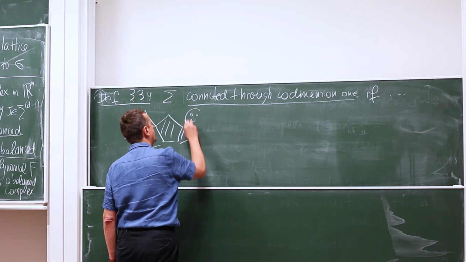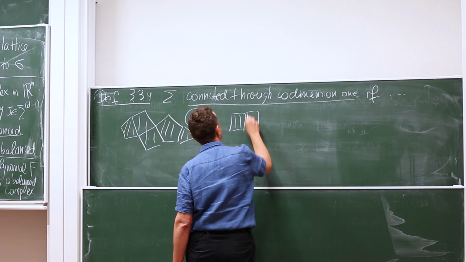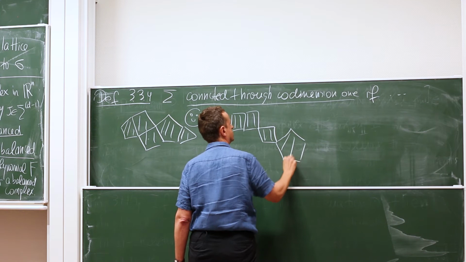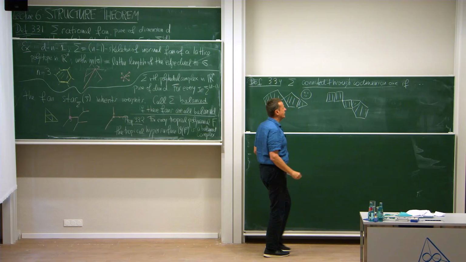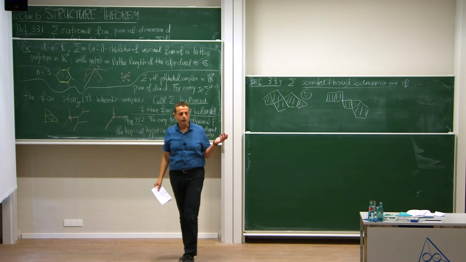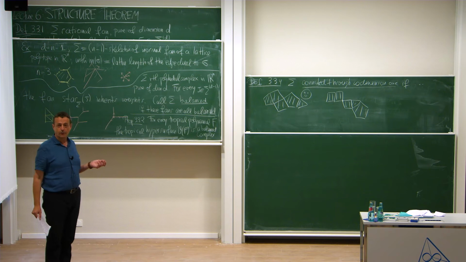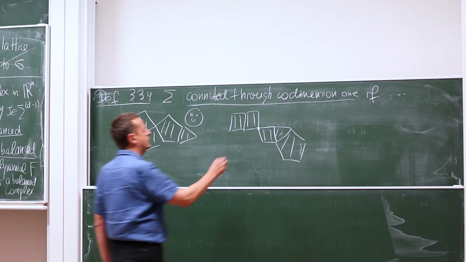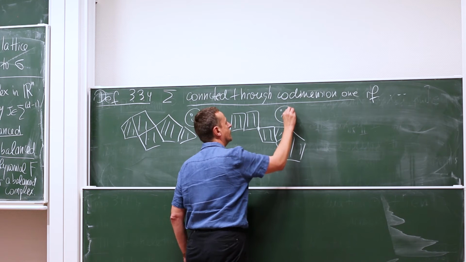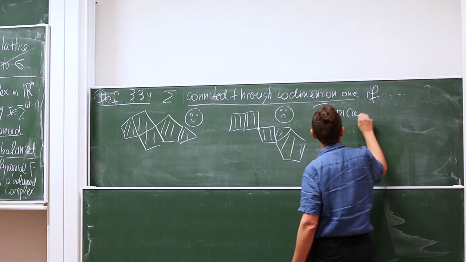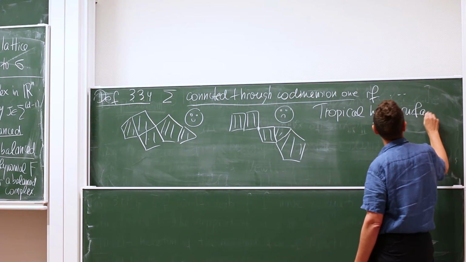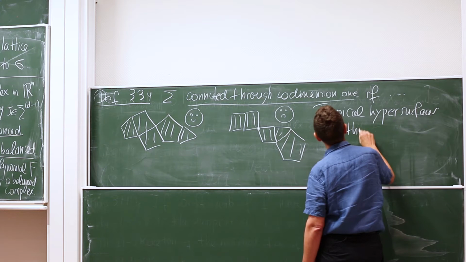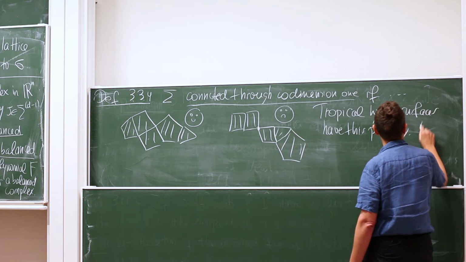But of course, if I start like this, and then I go maybe like this, then it's not connected in codimension 1. That's a polyhedral complex in the plane. It's connected as a set, but it's not connected in codimension 1 because I cannot path from every top dimensional face to every other top dimensional face by passing along codimension 1. So this is not connected through codimension 1. Now, tropical hypersurfaces have this property. Every tropical hypersurface is connected in codimension 1.